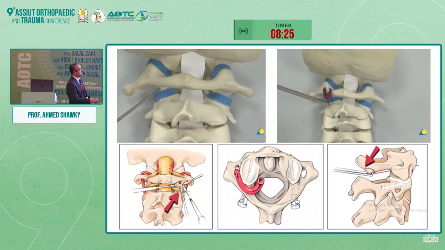in the image below on the right side. You have to remove the overhanging part of the posterior arch just to have access to this entry point. And if you look here, sorry, I don't have a pointer. You have the vertebral artery on this one.